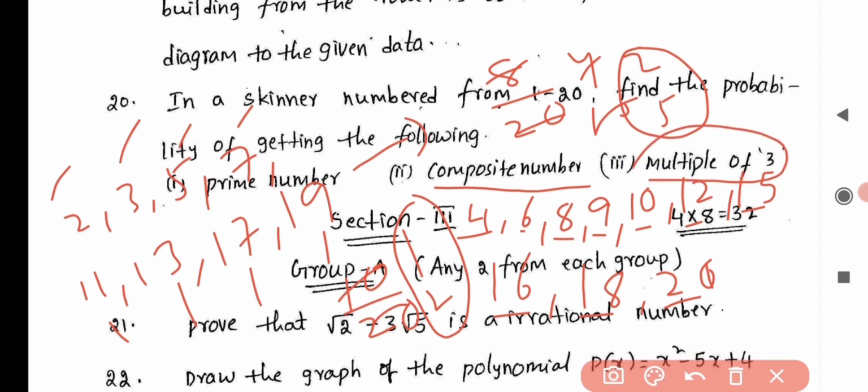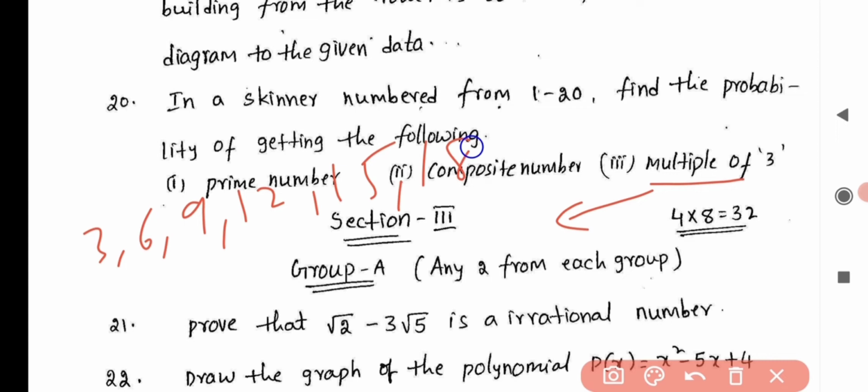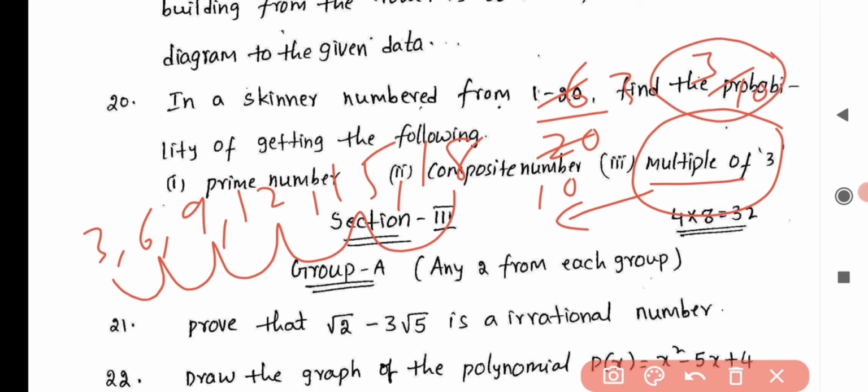Multiples of 3. What are the multiples of 3? The 3 table, up to 20: 3, 6, 9, 12, 15, 18. 3 twos are 6, 3 threes are 9, 3 fours are 12, 3 fives are 15, 3 sixes are 18, 3 sevens are 21. No need for 21. So how many numbers? 1, 2, 3, 4, 5, 6. So multiples of 3, total 6 numbers, by total numbers 20. So 2 threes are 6, 2 tens are 20. So 3 by 10. Probability of multiples of 3 is 3 by 10.